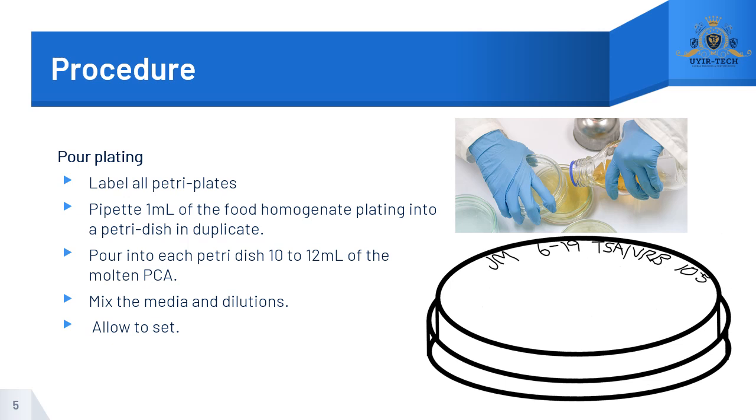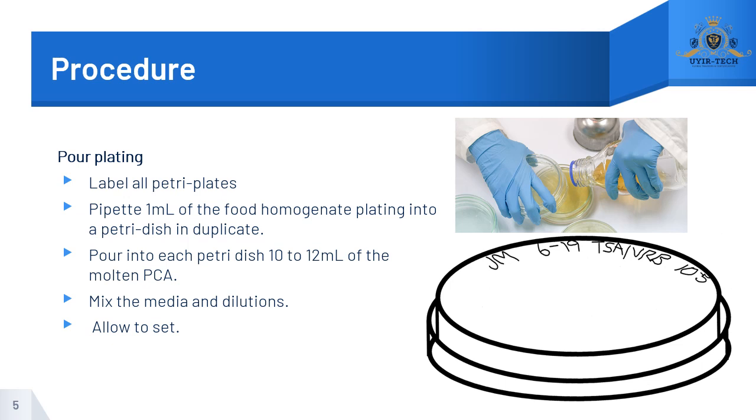For the plate technique, before plating we have to label all the plates with the sample number, dilution, date, and other desired information like the analyst and the parameter. Then we prepare 1 ml of food homogenate and of each dilution selected for plating into the petri dishes in duplicate.